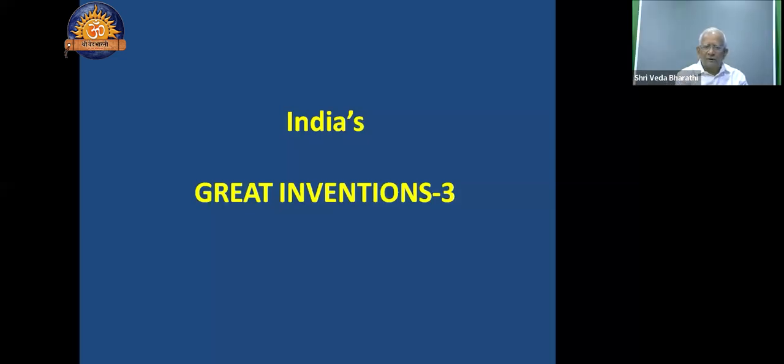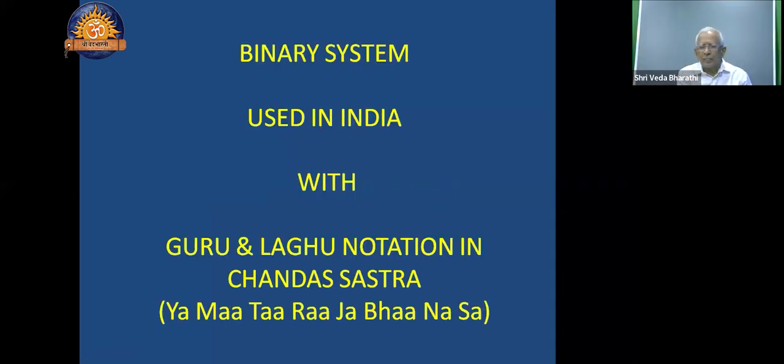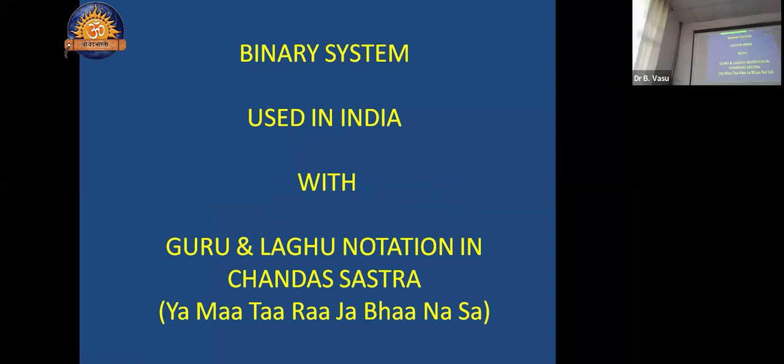And now, third level, great inventions with respect to mathematics. The binary system is used in this Chandas Sutras again. Now, what is the binary system ultimately? It is zeros and ones. How did this concept of the binary number system come?